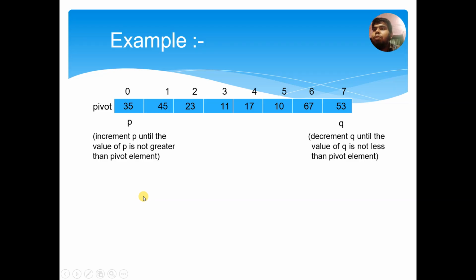Here is an example of QuickSort. This is an array. We perform QuickSort on the array. First we pick the first element as the pivot. We select the first element as p, and the first element of the array as q. Increment p until the value of p is greater than the pivot element, and decrement q until the value of q is not greater than the pivot element.